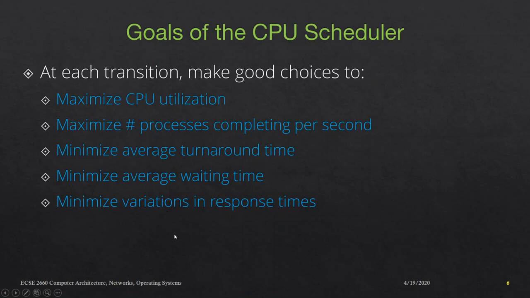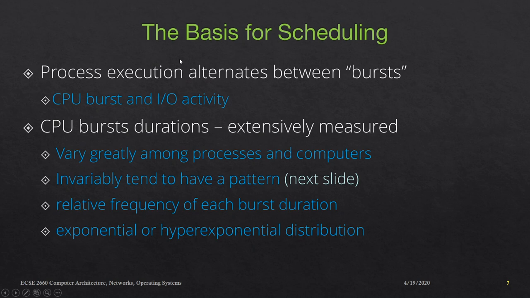Notice over here that optimizing for different metrics could be conflicting with each other, which could lead to compromise and trade-offs. For example, to maximize CPU utilization, we may not want to carry out context switches too much, which nevertheless could hurt response time and waiting time. Okay, so with this, we will get into the basis for scheduling.